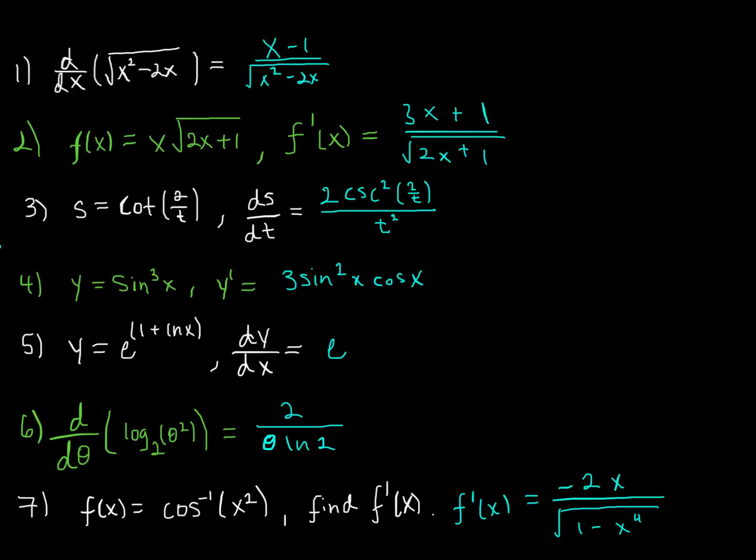This here is sine cubed of x, which means that you're taking sine of x and then cubing it, multiplying it by itself 3 times. So I'm going to apply the chain rule there. e to the 1 plus natural log of x. I'm using the rule for e to the u, and then I do a fair amount of simplifying.